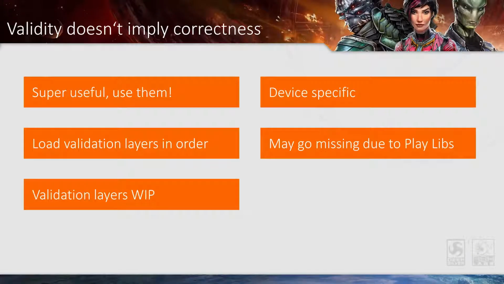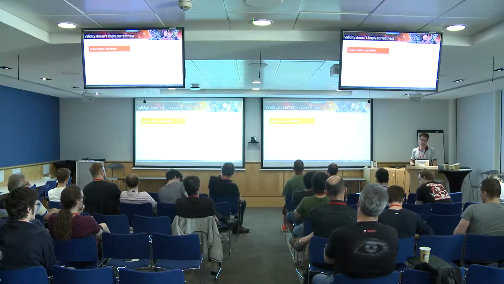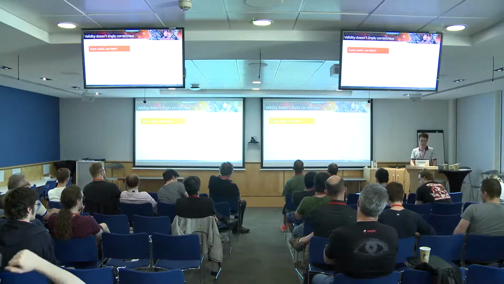What we also learned is that validity doesn't imply correctness. So this is about the validation layers, and I'm going to say it again. They're super useful, so you should really use them, and you should also make it easy to enable them. And if something goes wrong, that should be the first thing you do: check if the validation layers find something.